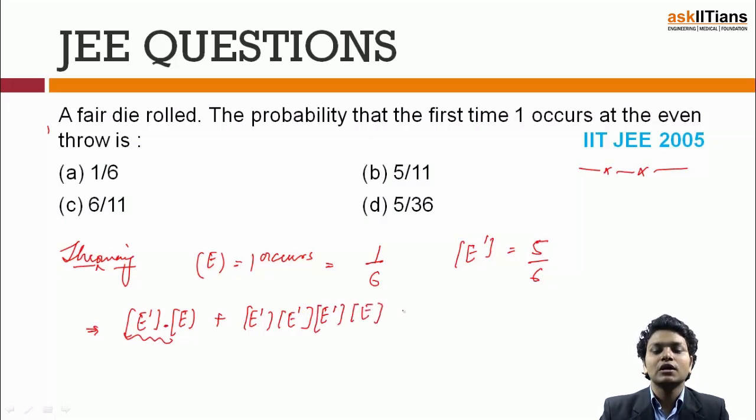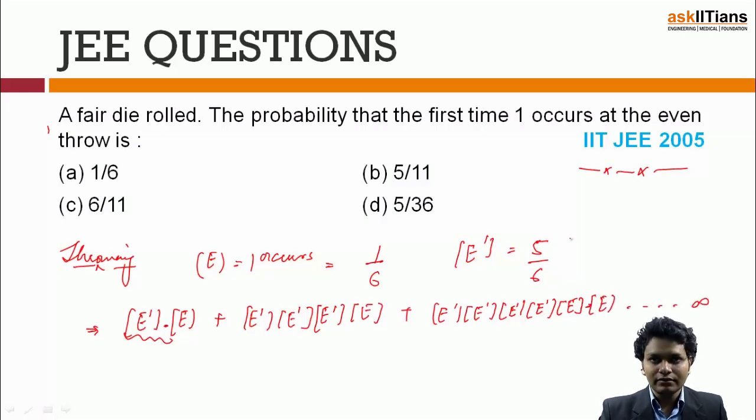Similarly, this case will go on, because suppose in the fifth throw I am not going to get, on the fourth throw I am not going to get the event E, I'll get E dash, so hence in the fifth it will be E dash, and the sixth it will be E, and it will go on till infinity.